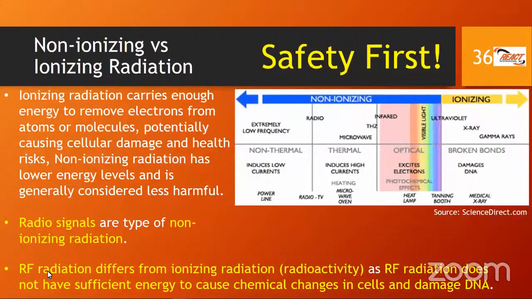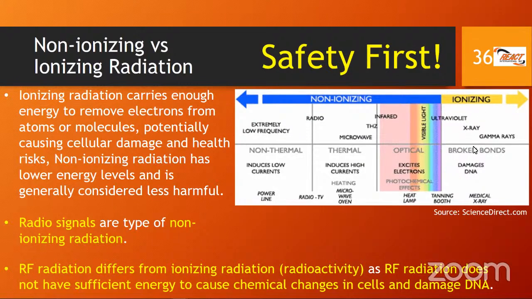Also, we need to know the difference, right? That RF radiation, that's what we use as hams, radio frequency radiation. It differs from ionizing radiation, and ionizing radiation, if you think of it, is called radioactivity, right? It's radioactive. RF radiation does not have sufficient energy to cause chemical changes in cells and damage DNA. Ionizing radiation does or can.